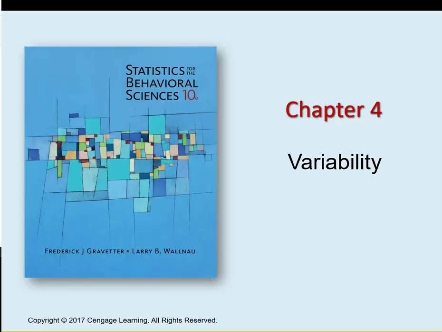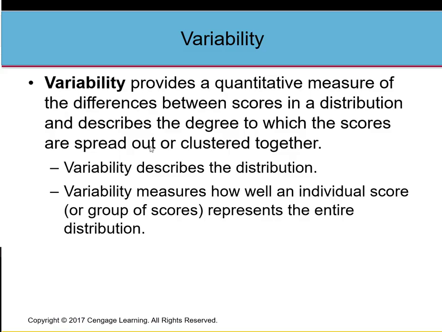Okay, so in this chapter we're going to talk about variability. Variability provides us a quantitative measure of the differences between scores in the distribution, and it describes the degree to which the scores are spread out or clustered together. So it describes the distribution of our data, and it tells us how well the individual score or group of scores represents the entire distribution. The higher the number, the more the variability. The lower the number, the less the variability.